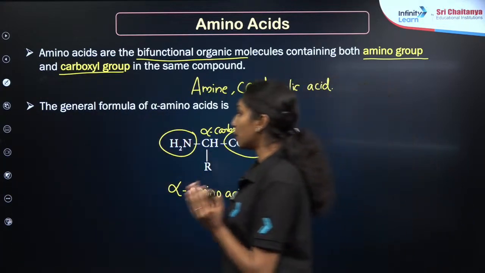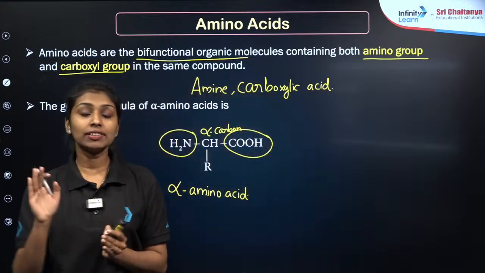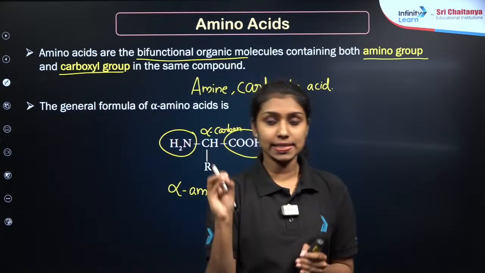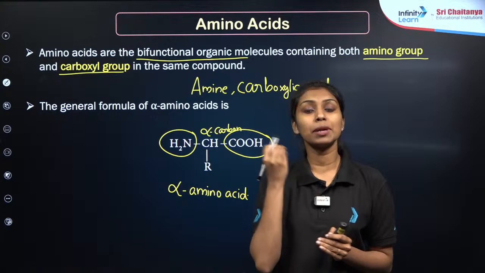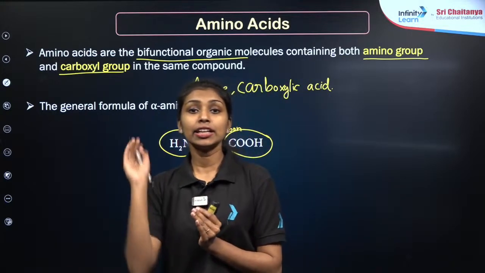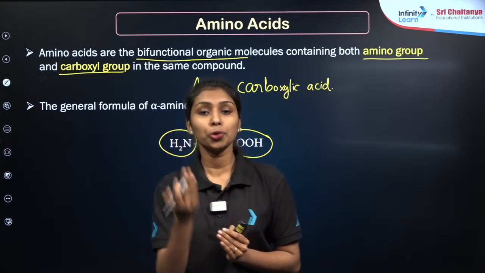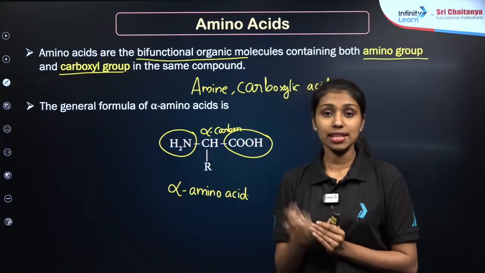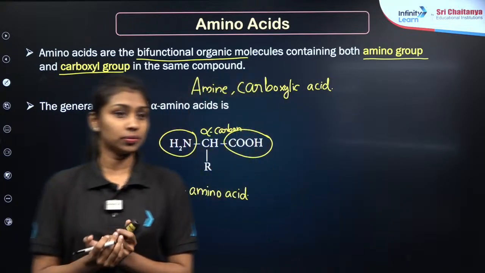Clear? What do you mean by alpha amino acids? Whenever the COOH group or the carboxylic acid group is present on a carbon, that carbon is known as the alpha carbon. Then when the amino group is present on that alpha carbon, such amino acids are known as alpha amino acids.